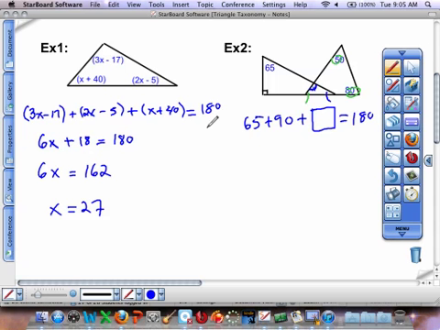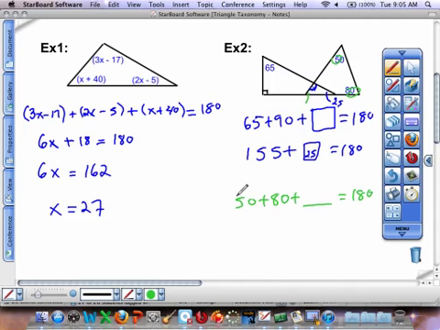All right, so what's 65 plus 90? 155 plus our box is equal to 180. So what goes inside the box? 25. All right, so there goes my 25. Then let's do the greens. We've got 50 plus 80 plus my blank equals 180. Well, what's 50 plus 80? 130, so what's left over? 50.